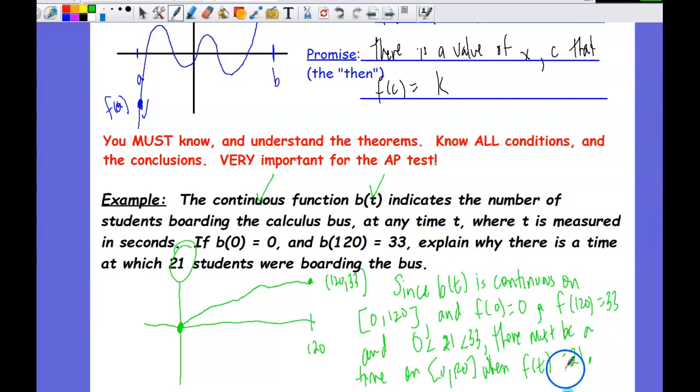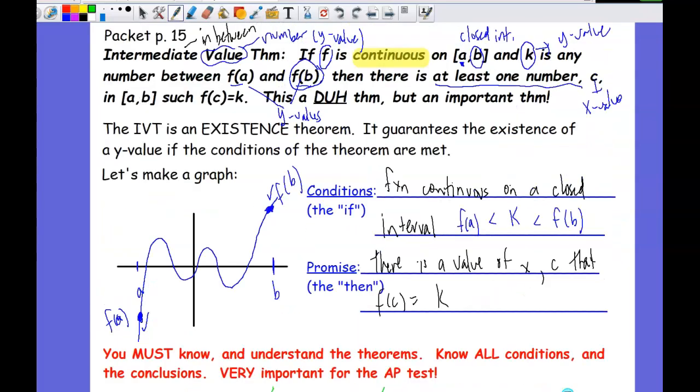And I usually like to say by the intermediate value theorem, but you do not have to state the name of the theorem. You have to make sure the conditions are stated, and then you make the conclusion. So that's just a little short video on the intermediate value theorem. We will talk about that more in class and look at some examples.